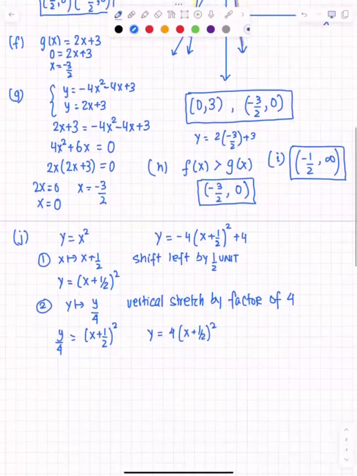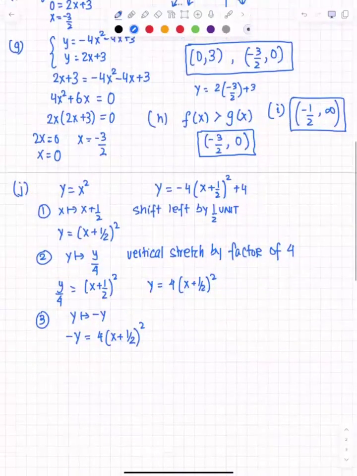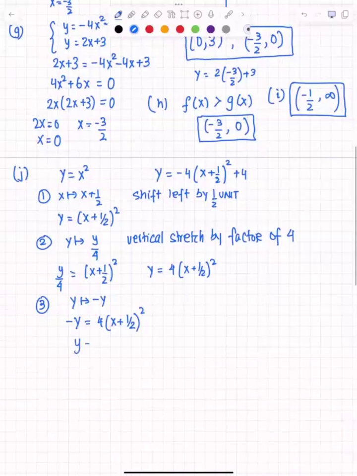Third thing we will do, we need to get a negative in front of the 4. So let's replace y with negative y. So in the equation, we get negative y is 4 times x plus a half squared, multiplying both sides by negative. Now replacing y with negative y is just a reflection over the x-axis.